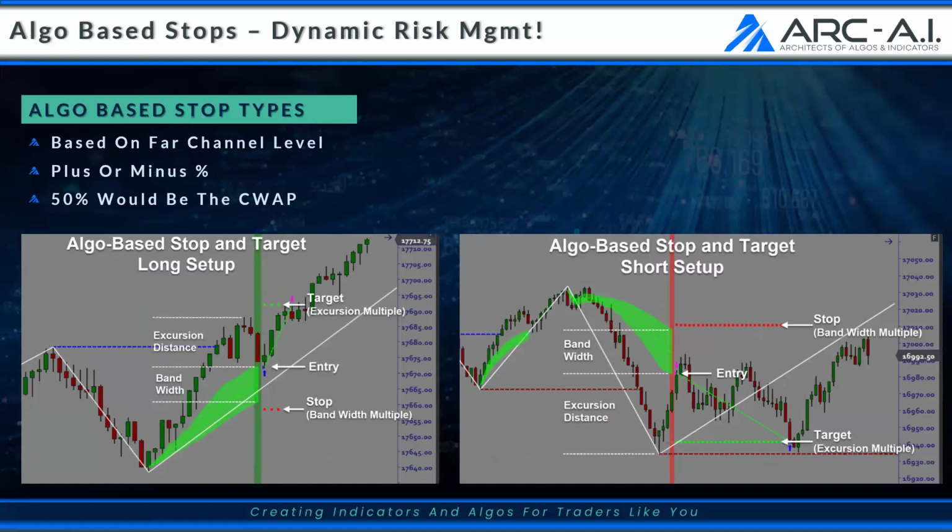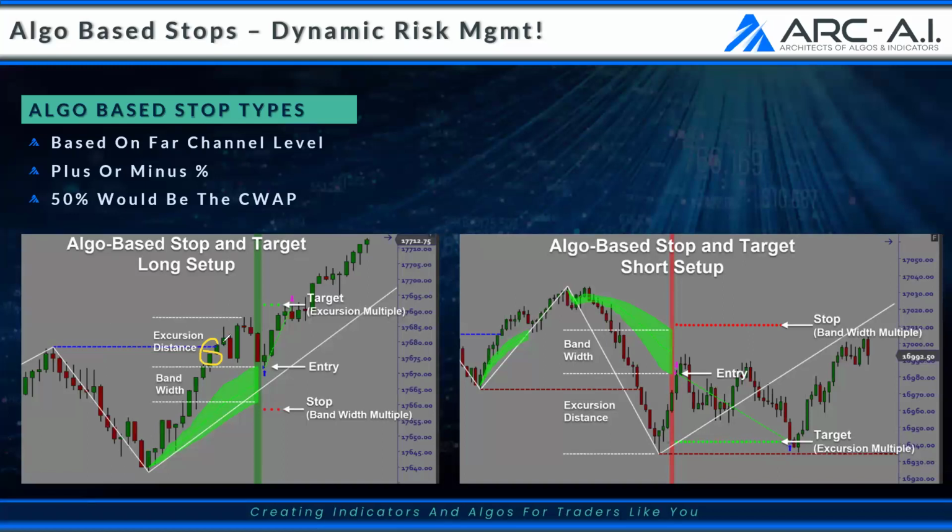Algo-based stops. So how do the stops and targets work? Here we can see our break of structure. Let me pull up the chat box too, actually. Feel free to ask questions as we go, guys. Feel free to be interactive, and I'm happy to answer questions along the way. We just go through things as we go. Anyway, feel free to chime in.